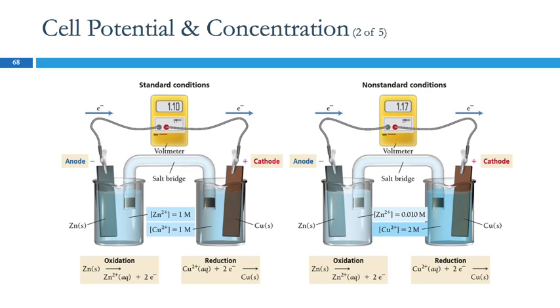Illustrations. So here we have the same two cells. What's different is the concentration. Here we have 1 molar zinc ion, 1 molar copper ion. Over here we have 0.01 molar zinc ions and 2 molar copper ions.